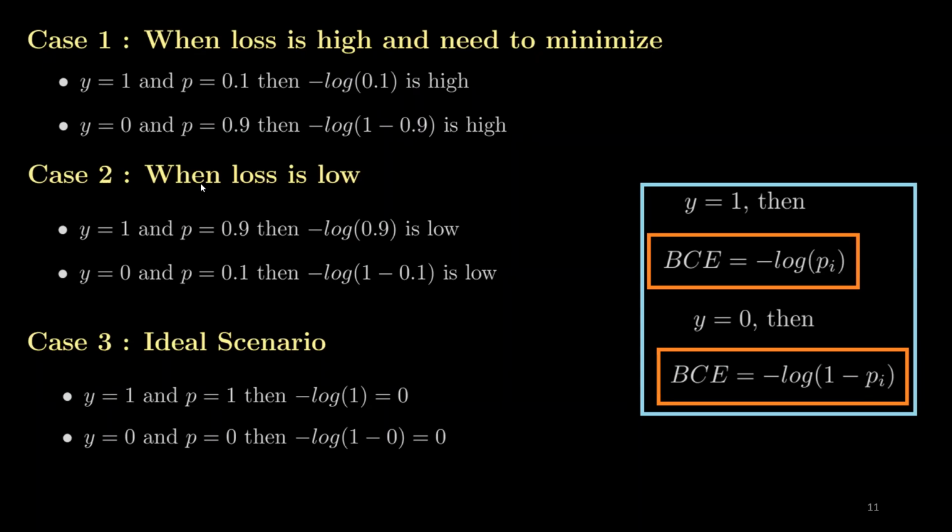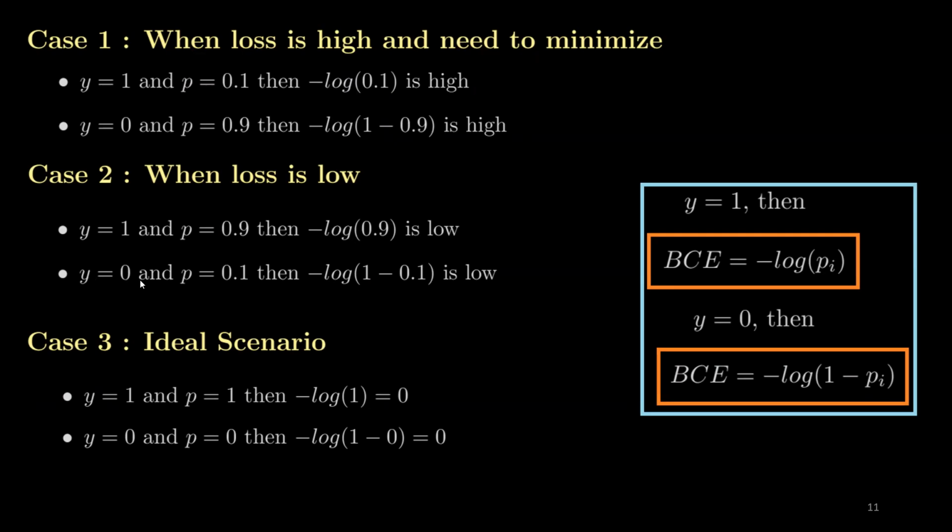Now this is the situation when the loss is low. When the loss is low and your label is 1, that is y equals 1, in that case the probability is 0.9. And the negative log of 0.9 is a small value, because 0.9 is a large value as far as probability is considered. We know that if we pass a large value to the negative of log, it will give us a small value.